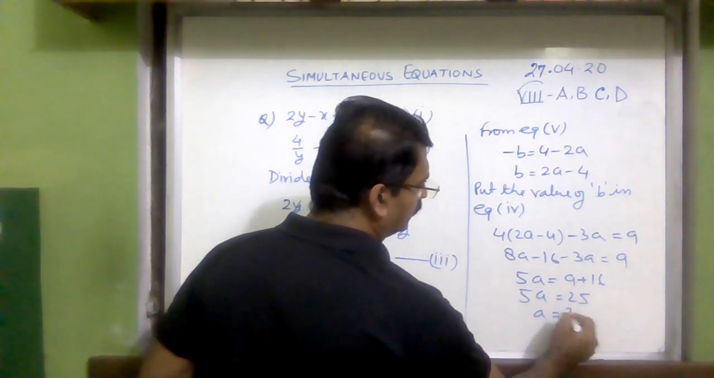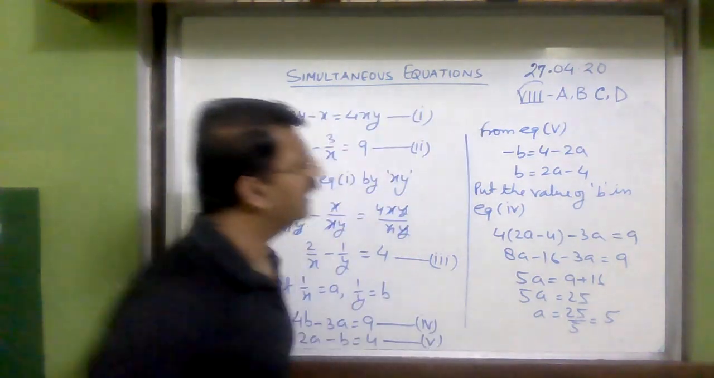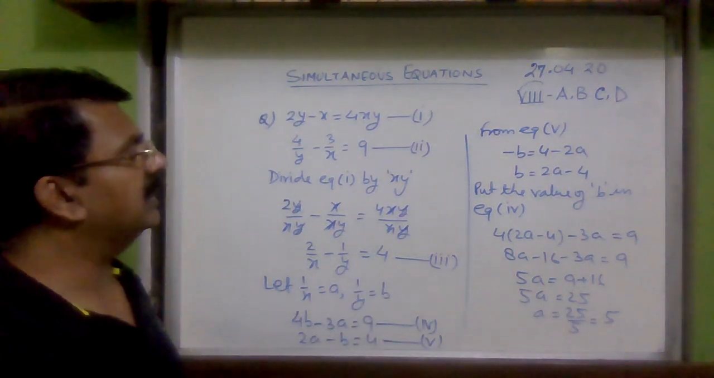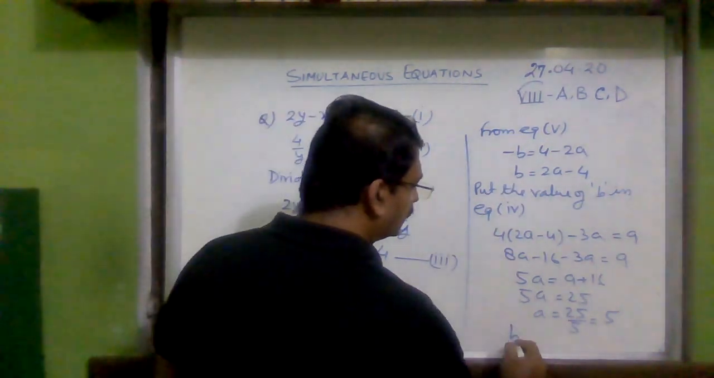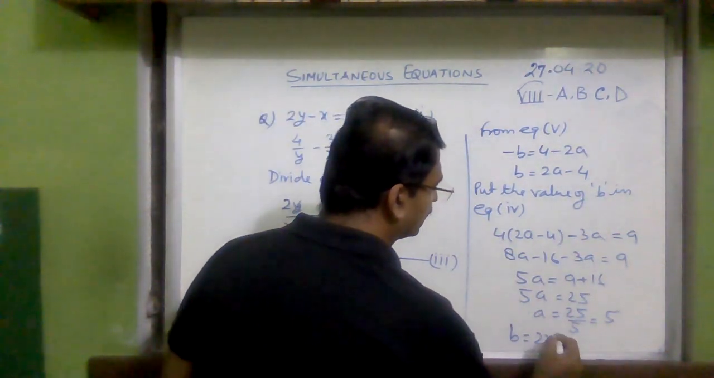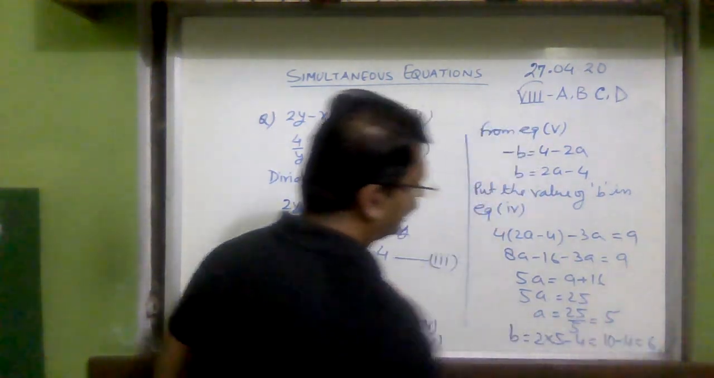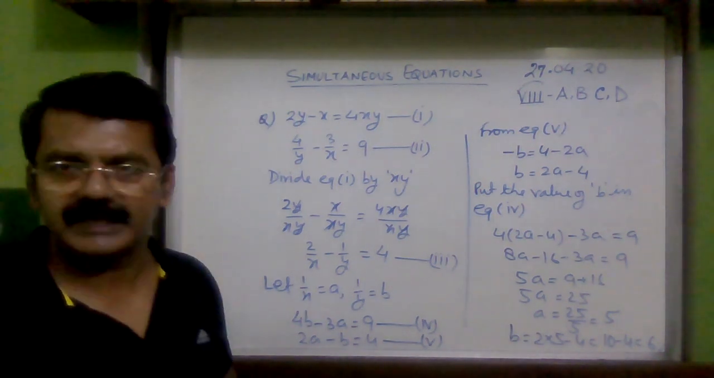A will be equal to 25 upon 5, that is 5 only. So we have found that a is equal to 5. Now if you put the value of a here, then b is equal to 2 into 5 minus 4, that is 10 minus 4, or 6. So we have found a as 5 and b is equal to 6.